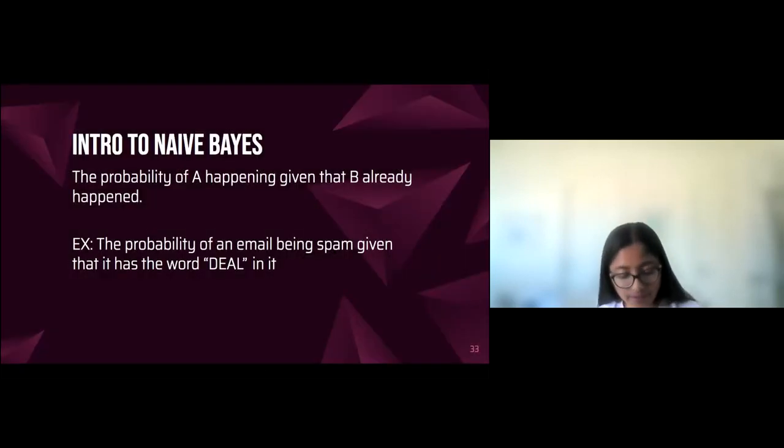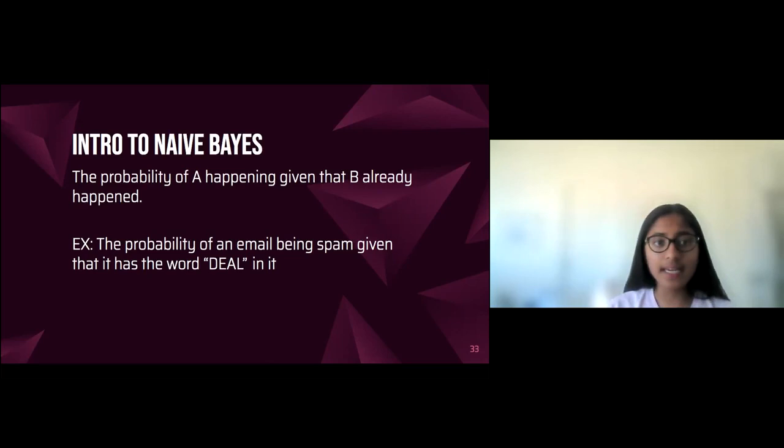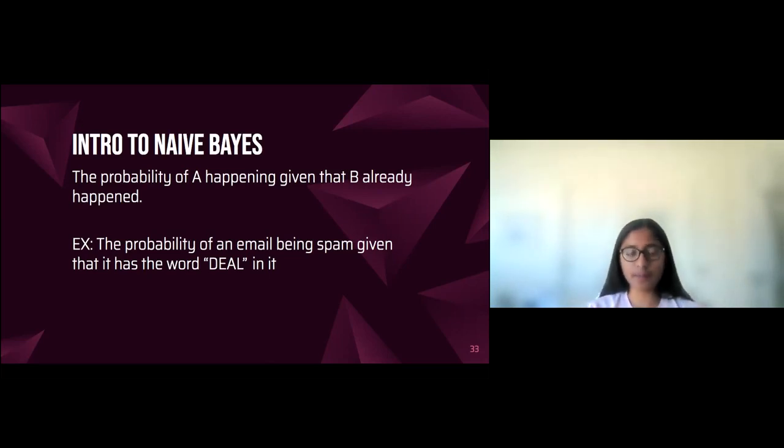So the second algorithm that I'd like to go over is called naive Bayes. In a nutshell, it's basically the probability of A happening given that B already happened. This is used a lot in email spam classification or email spam detection. So if you have 100 emails in your mailbox, and say 2 of those emails are spam, the probability of you picking a spam email is 2%, right? 2 out of 100.